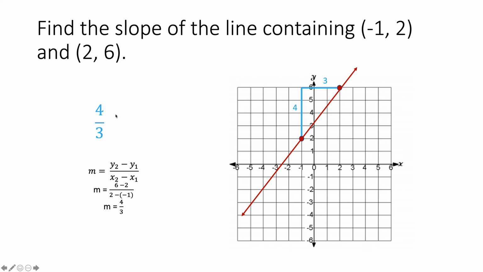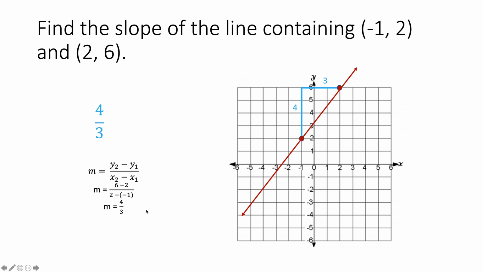So the y from the second point is 6. So I'm going to do 6 minus the y from the first point, which is 2. And that's where I get the numerator, which says 6 minus 2. Now for the denominator, I'm going to take the x from the second point, 2, minus the x from the first point, negative 1. And that's 2 minus the whole thing of negative 1. Make sure you put down a negative 1 in there for x sub 1, or x from the first point. 6 minus 2 is 4. 2 minus negative 1 is 3. So either way, I get that the slope is 4/3.